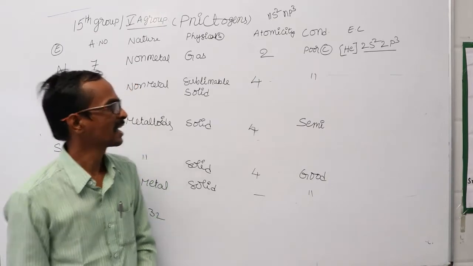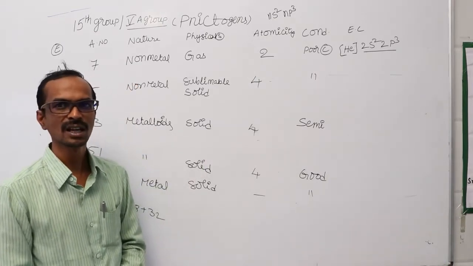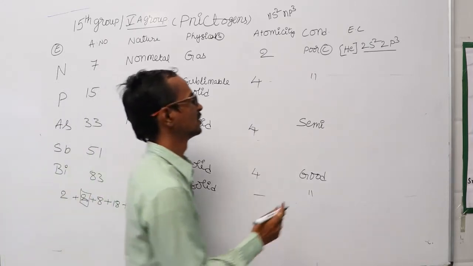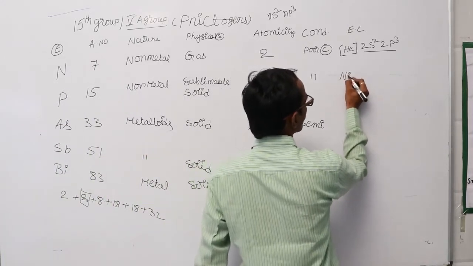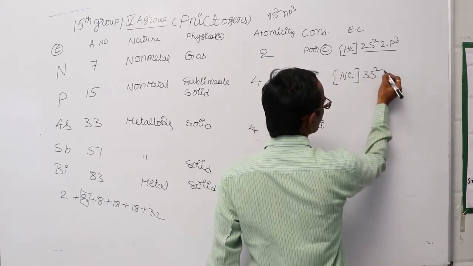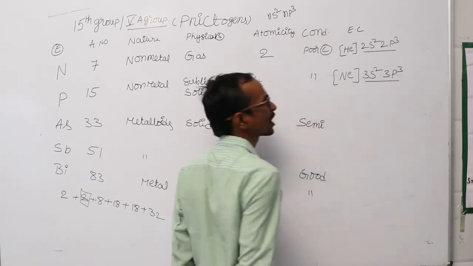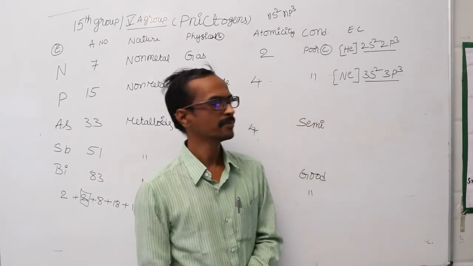Next, the phosphorus electronic configuration. After helium we will get neon 3s2 3p3. In the valency shell here also you have the same combination, and then the arsenic. Let us see.